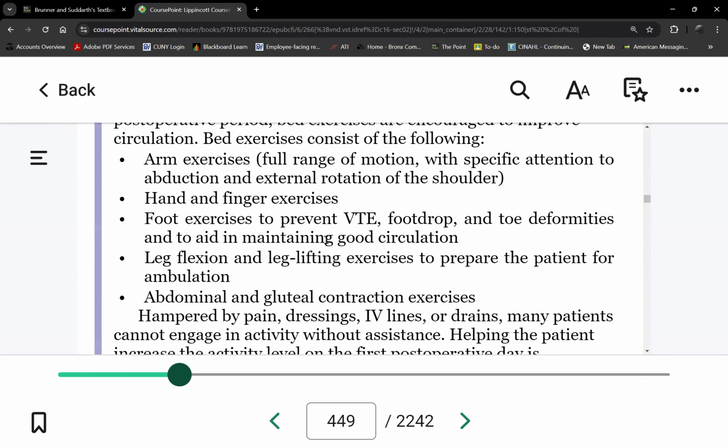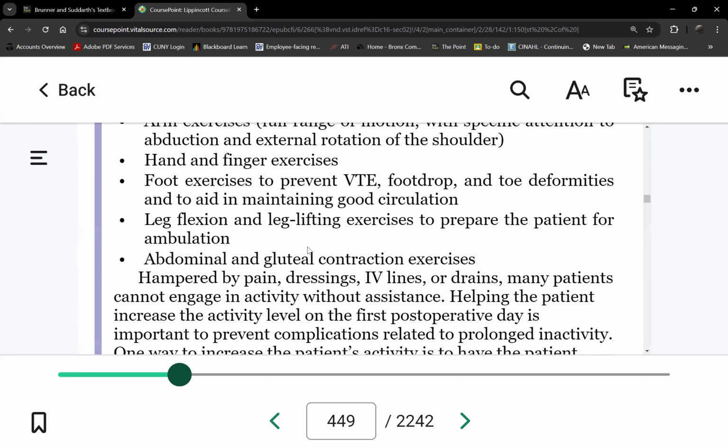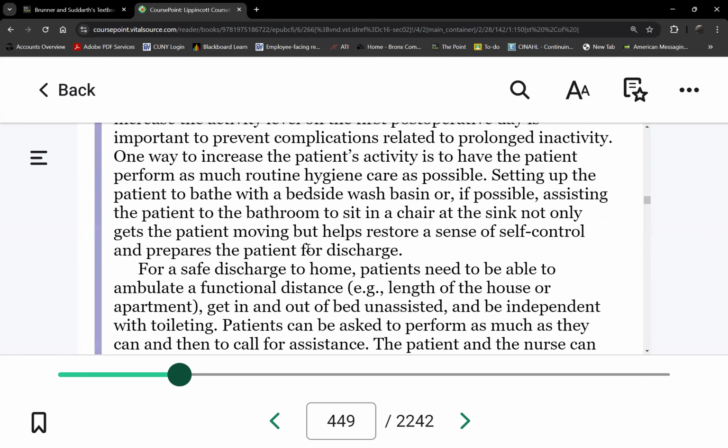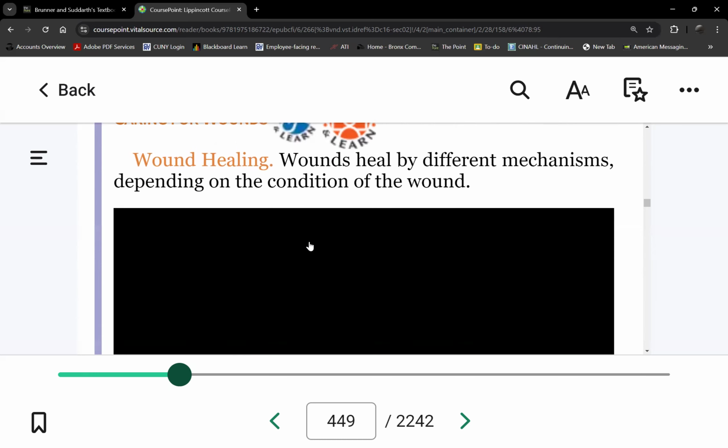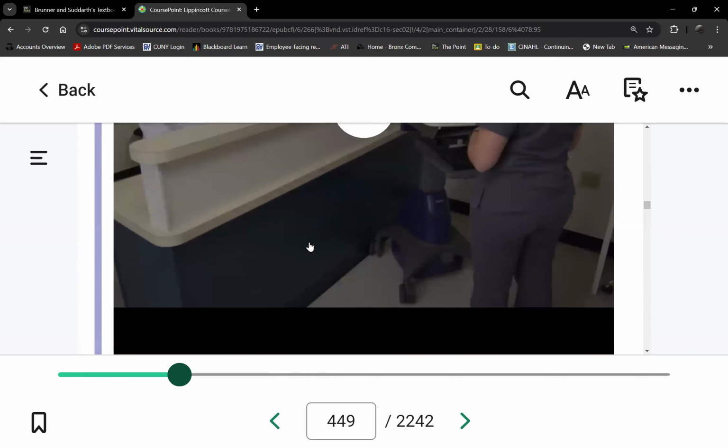So here are other options to prevent DVTs. All right, let's go to wound healing now. Specifically, we will examine wound complications.